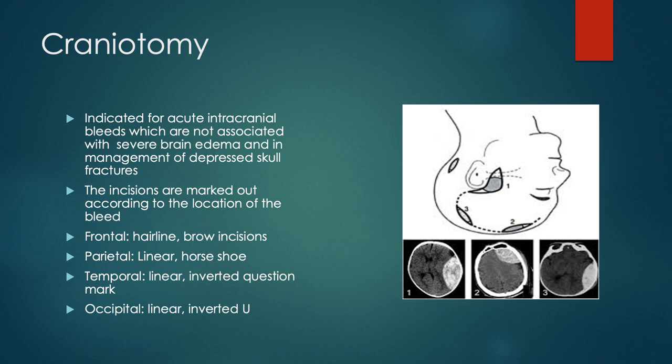So if it is a parietal hematoma, then our incision will either be a linear incision, just like that. It could also be a question mark incision, or you can do a horseshoe incision. We're going to see that briefly. If it's temporal, you can still do a linear incision, or you can do an inverted question mark incision. And then if it's occipital, then it could be linear or an inverted U incision, or what we'd call the horseshoe incision.